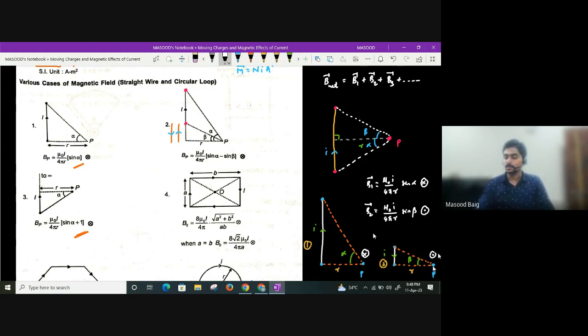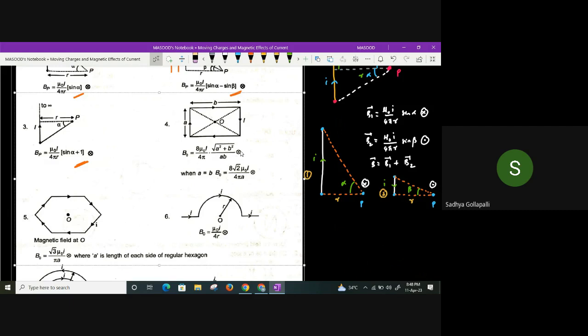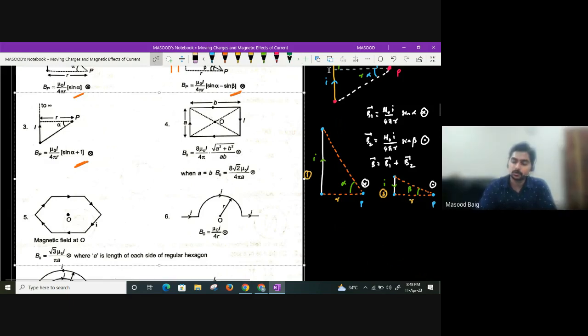Now what is the resultant magnetic field? It will be vector sum of b1 bar and b2 bar. So if you solve for that, you will get the answer as mu naught I by 4 pi r (sine alpha minus sine beta) in inward direction. Or I can write sine beta minus sine alpha in outward direction. Clear, all of you? Is that clear, everyone? Yes, sir.